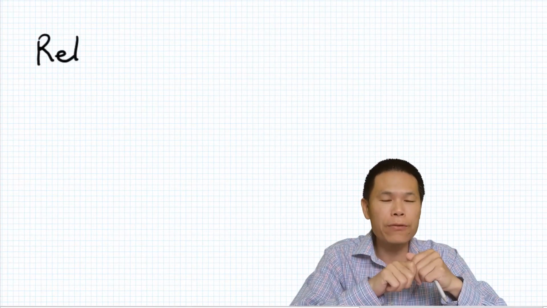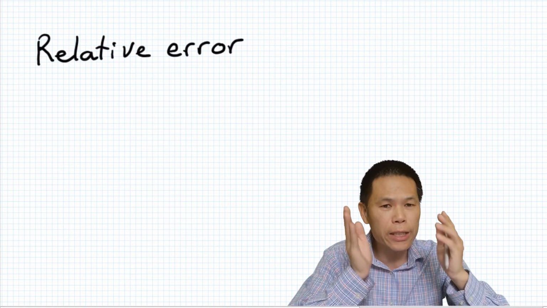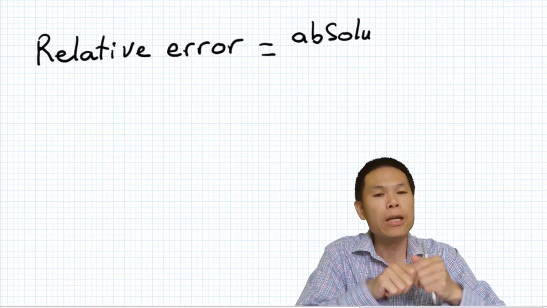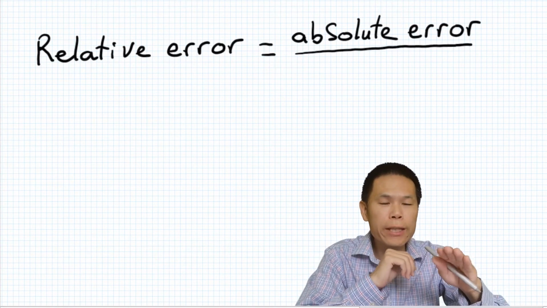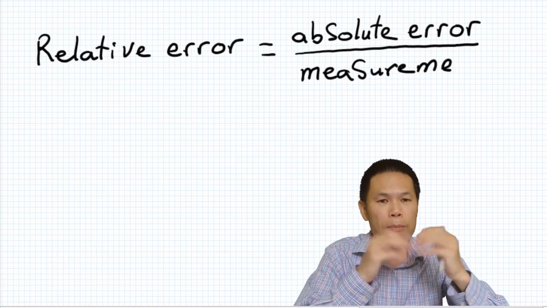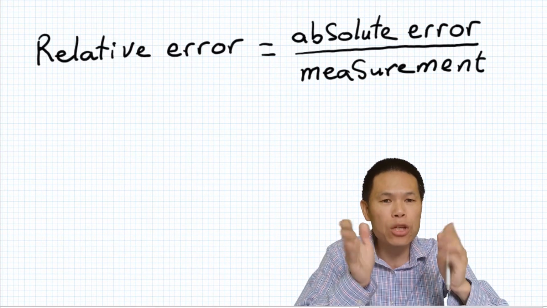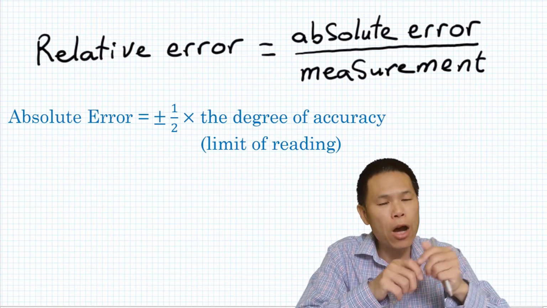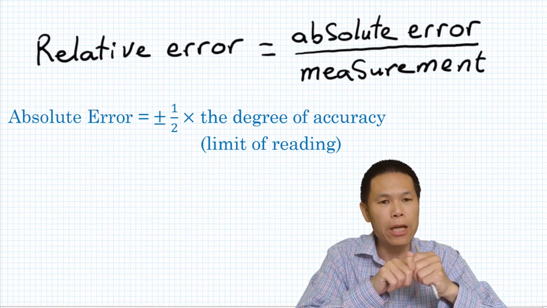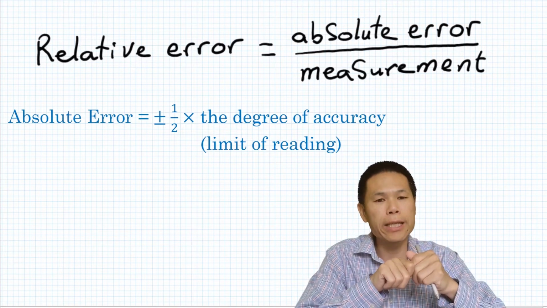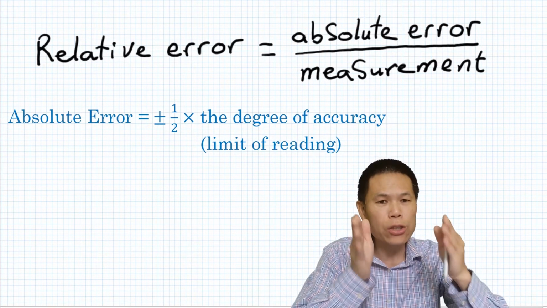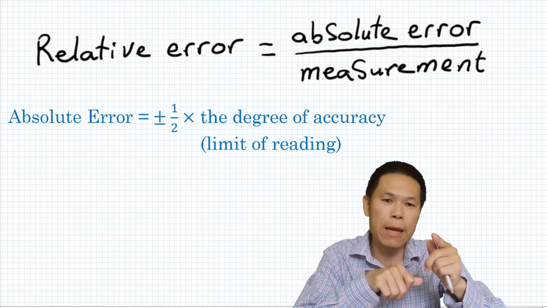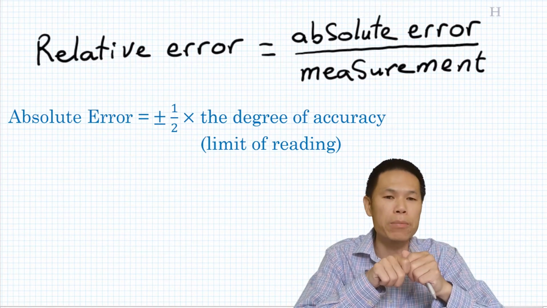What is a relative error? A relative error can be calculated by absolute error over the measurement. From the last video, we know that the absolute error is always equal to plus or minus a half of the degree of accuracy, or limit of reading, if you like. If you're not sure what it is, not to worry, I will go through an example with you and you will understand what I mean.